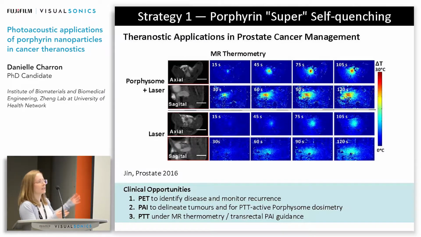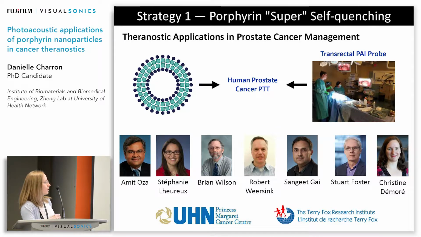So really what we're creating here is a platform that requires advances in photoacoustic technologies. So we need a transrectal photoacoustic probe in order to do this sort of study in humans. So what we've done is we've created this whole network of researchers at the Princess Margaret Cancer Center, Sunnybrook Hospital, and it's focused on the main goal of getting the porphysome to the clinic and creating transrectal photoacoustic probe, and then merging the two in a human clinical setting.